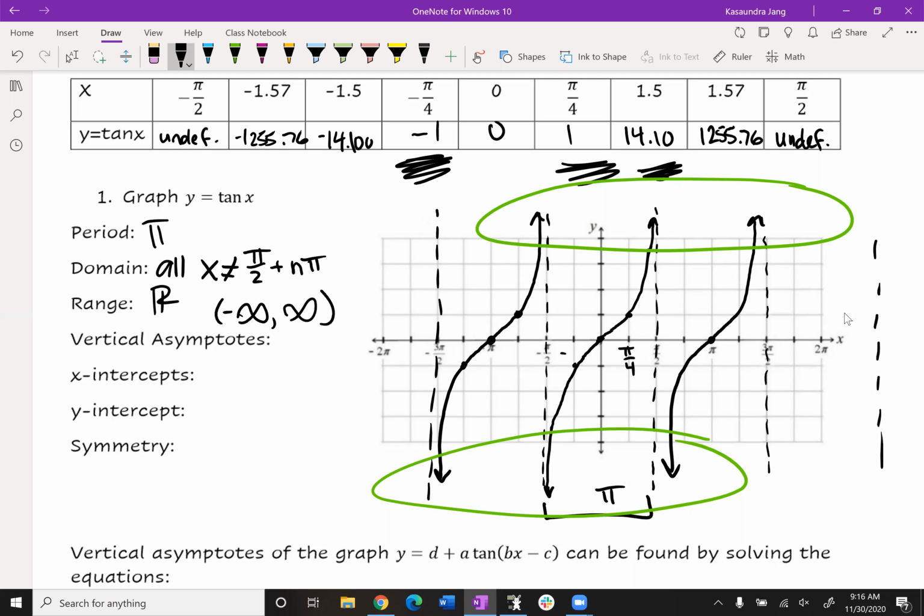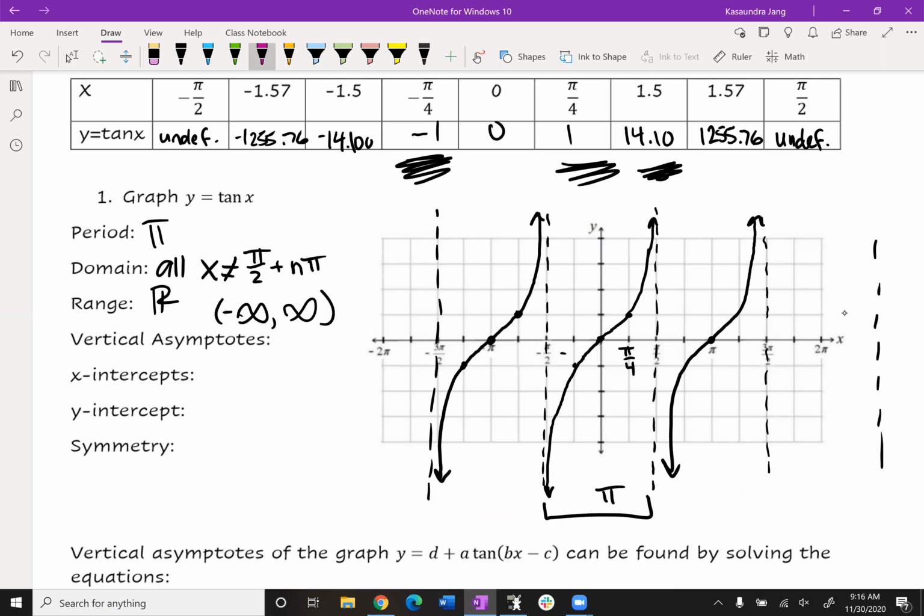All right, so vertical asymptotes actually have a lot to do with the domain. So my domain included everything except for where I had those vertical asymptotes. So the vertical asymptotes are pretty much going to be, instead of x doesn't equal, x does equal pi halves plus n times pi. The vertical asymptotes are what I had to skip in my domain. So those are very similar.